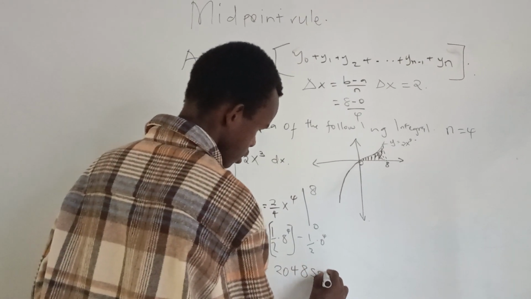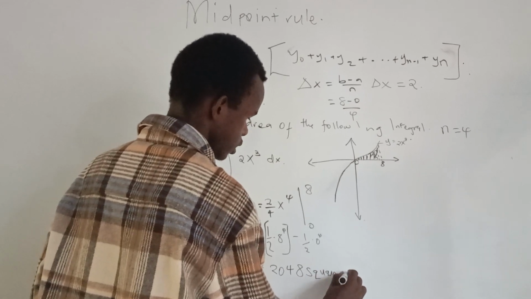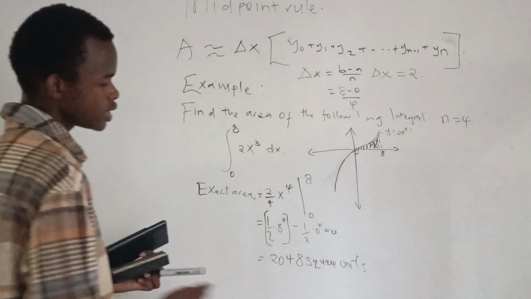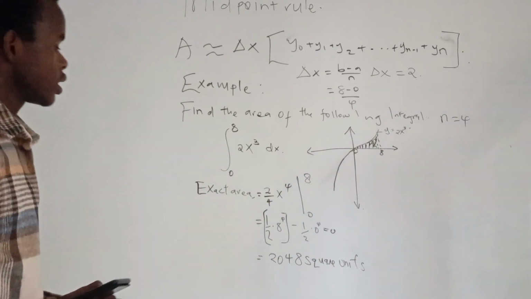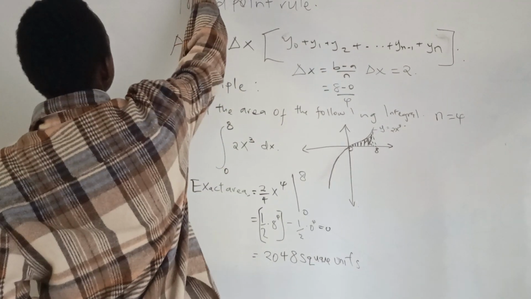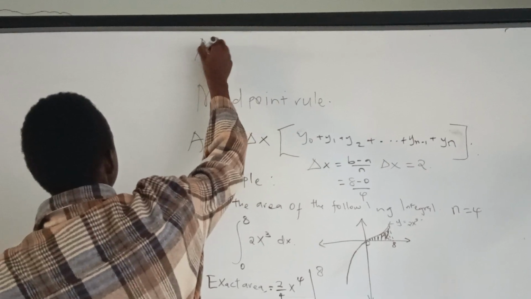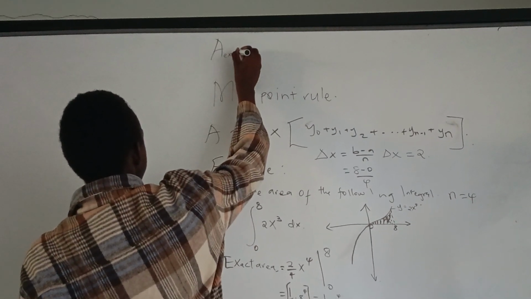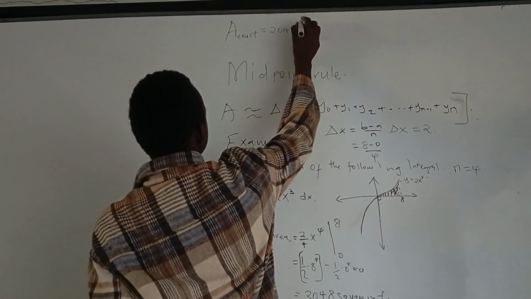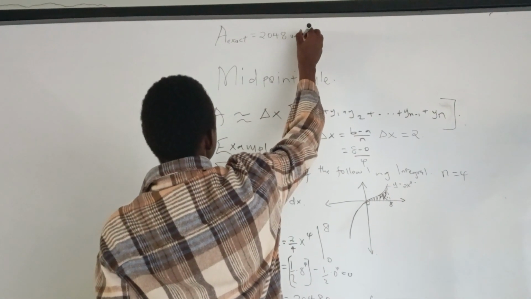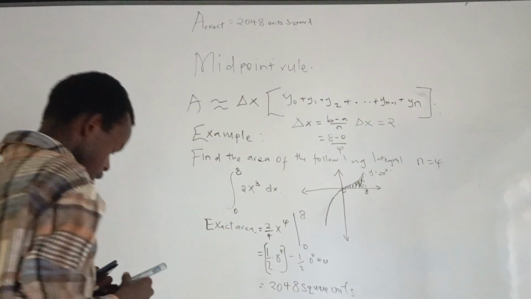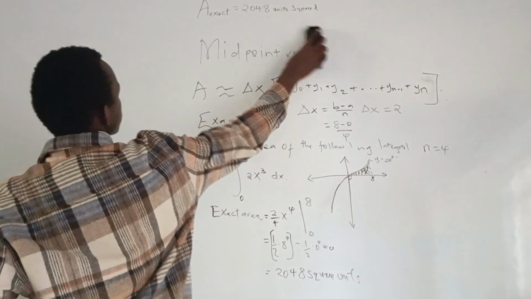So my answer is 48 square units. Let me write my exact area to be 48 units squared. That's my exact area.